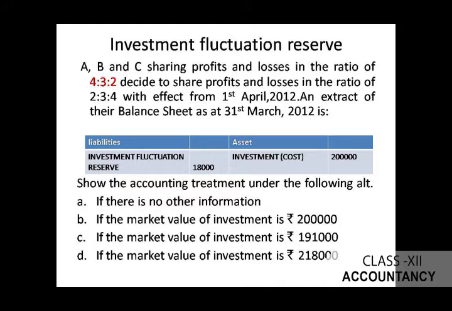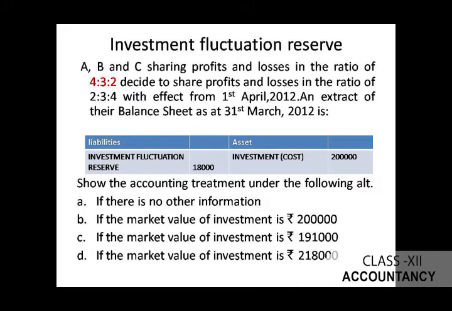A, B and C share profits and losses in the ratio of 4:3:2. They decide to share profits and losses in the ratio of 2:3:4 with effect from 1st April 2012. An extract of the balance sheet as at 31st March 2012 is given here. Investment fluctuation reserve on the liability side is 18,000. On the asset side, the investment at cost is 2 lakh. So give the accounting treatment under the following alternatives. Four cases are given here.